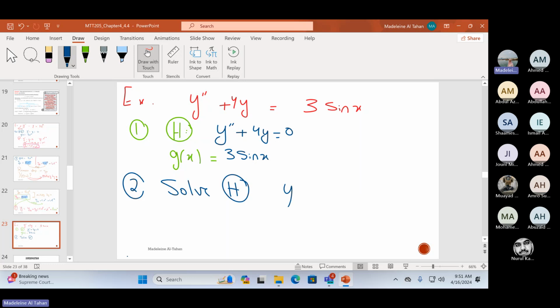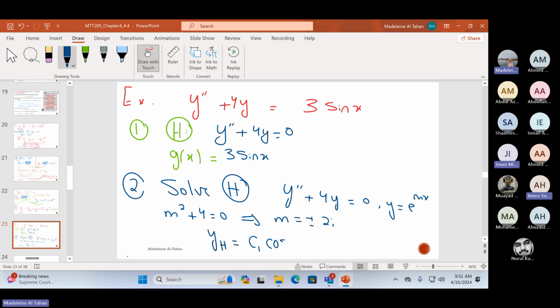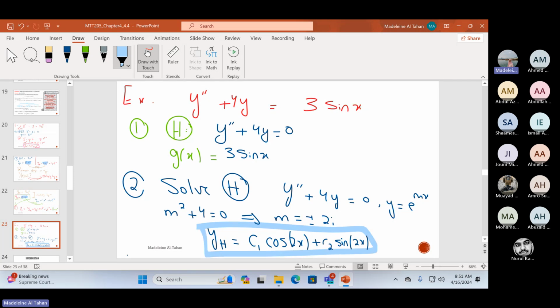Yes. So y double prime plus 4y equal to 0, and y equal e to the mx. So m squared plus 4 equals 0, m equals plus or minus 2i. So YH is c1 cosine 2x plus c2 sine 2x. We put it in a box because we need to use it to determine our YP or to check our YP trial.